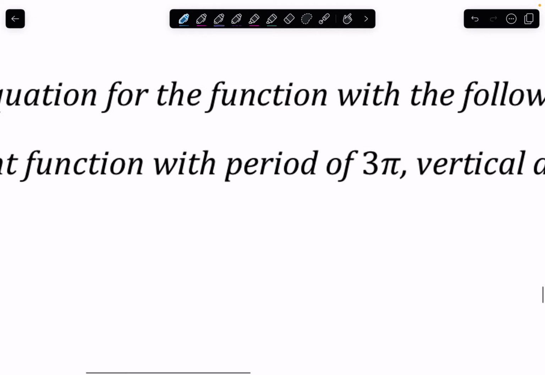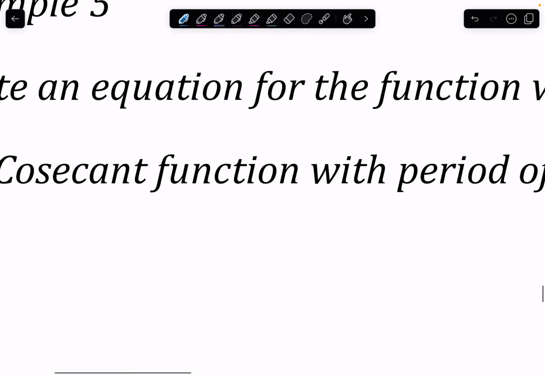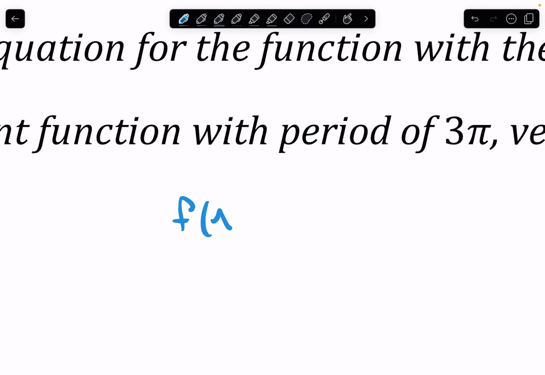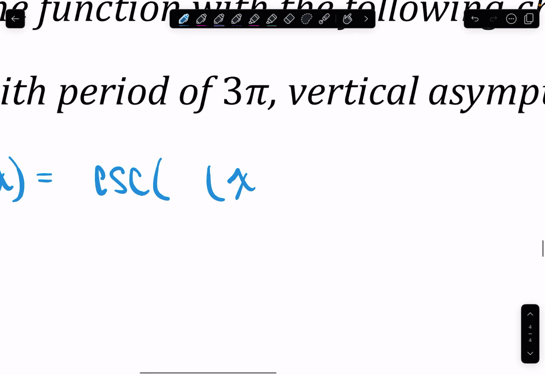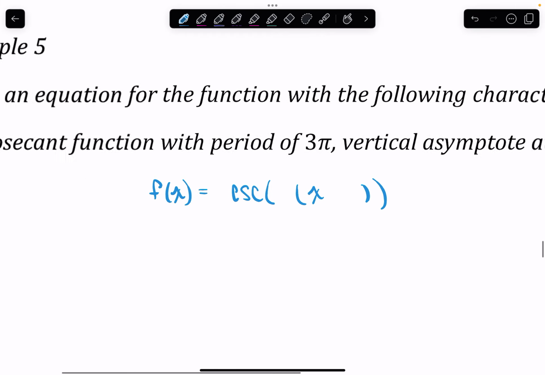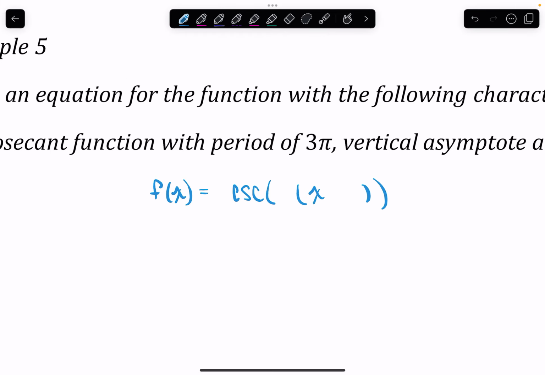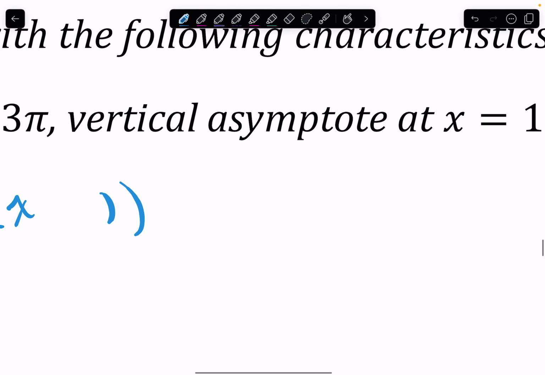All right, so I'm going to go ahead and get my cosecant. Did it say cosecant? Yes, cosecant. So I'm just going to leave room for A, B, C, and D. All right, period, that's what I go to first. Period is 3 pi.